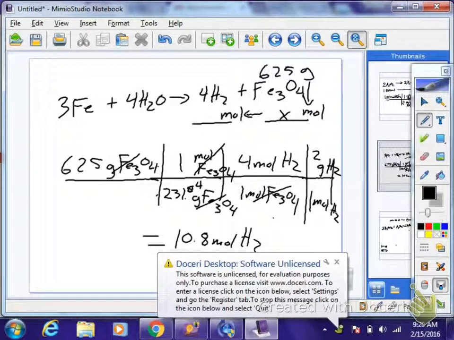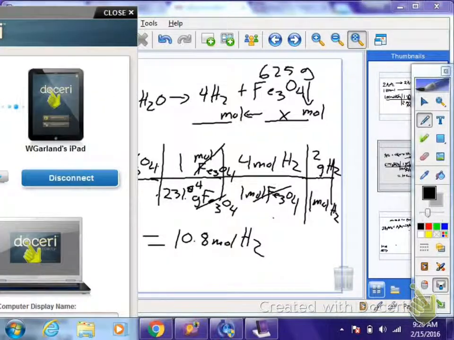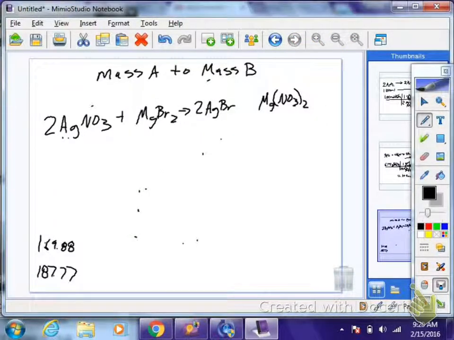Okay, so we're going to look at doing a problem, and the problem we're going to look at is problem 173. So look at problem 173. This type of problem is called a mass to mass problem. Mass of A to mass of B. So this is problem 171A. Oh, I'm sorry, 73A.